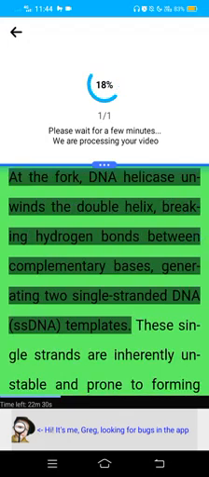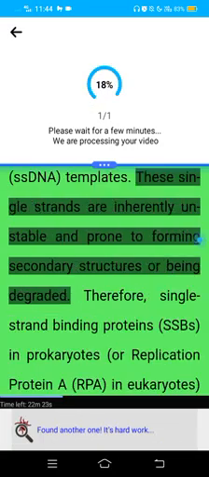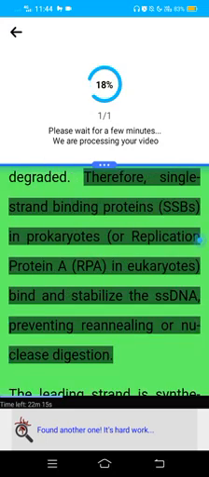At the fork, DNA helicase unwinds the double helix, breaking hydrogen bonds between complementary bases, generating two single-stranded DNA (ssDNA) templates. These single strands are inherently unstable and prone to forming secondary structures or being degraded. Therefore, single-strand binding proteins (SSBs) in prokaryotes or replication protein A (RPA) in eukaryotes bind and stabilize the ssDNA, preventing reannealing or nuclease digestion.